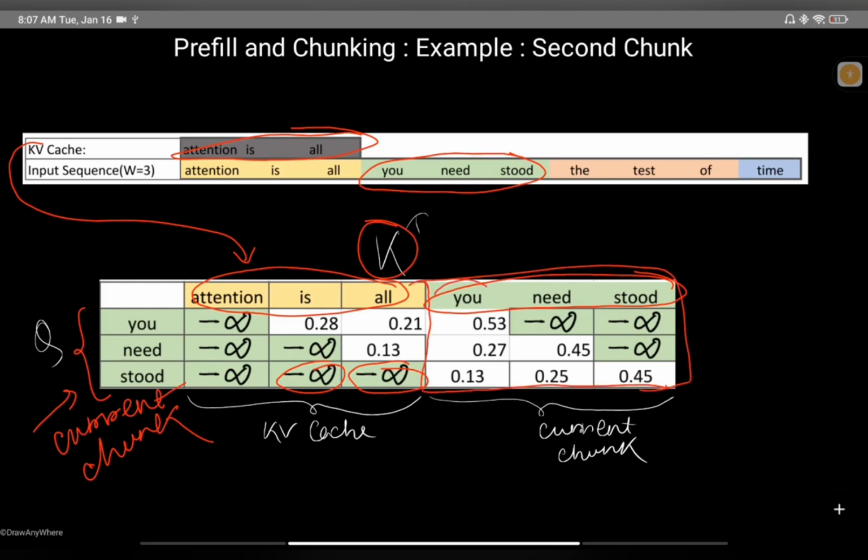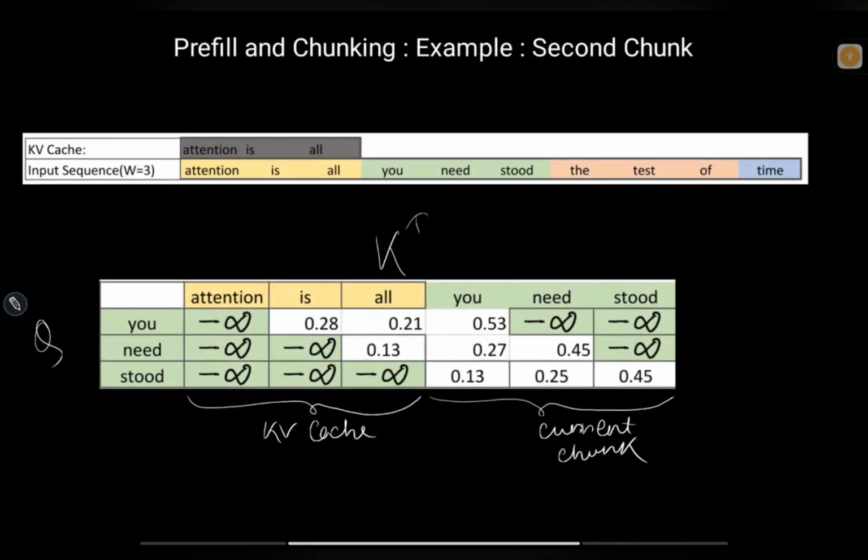But this token, if you just think about this token, it lacks the context. This is actually related to all the tokens present in the KV cache. So to give more context to the tokens in the current chunk, we bring in the content of the KV cache, and then we calculate the attention matrix. This is the concept of prefill and chunking. We use the contents of the KV cache along with the current chunk, and we keep the query matrix equal to the current chunk, and then we calculate the attention matrix.